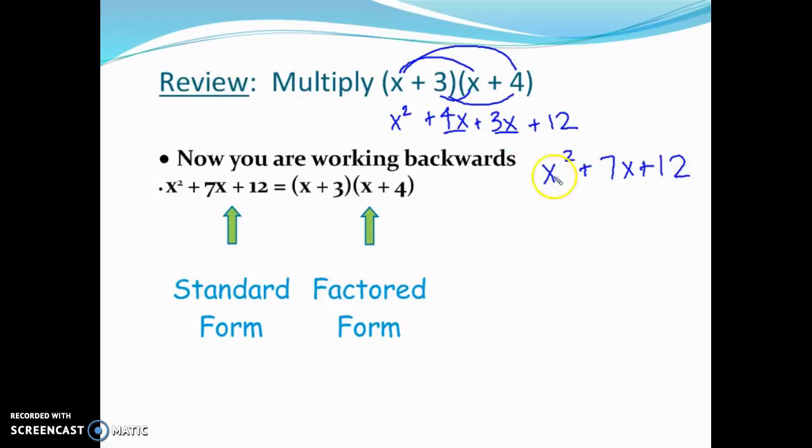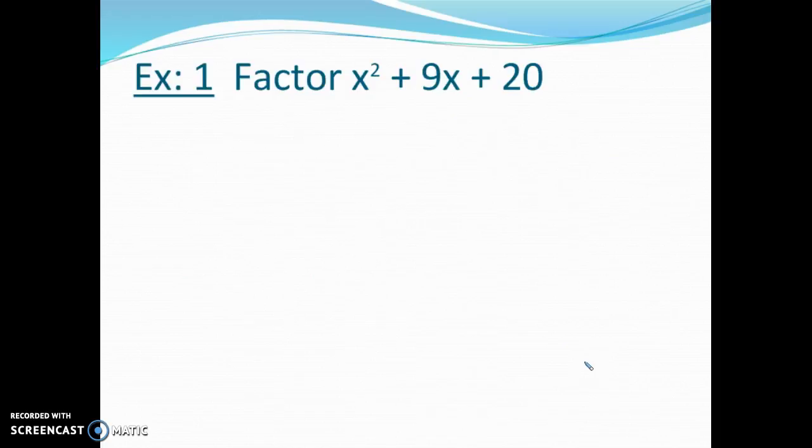Okay, so that's multiplying it out. Factoring is the opposite. I want to know what multiplies to get my product. So instead of going from two binomials to a trinomial, I'm going to work backwards and go from a trinomial in standard form to two binomials in factored form. Now if you notice, there is a relationship between this 3 and 4 and the 7 and 12 in my answer, in my multiplied standard form. We're going to use that every time we factor.